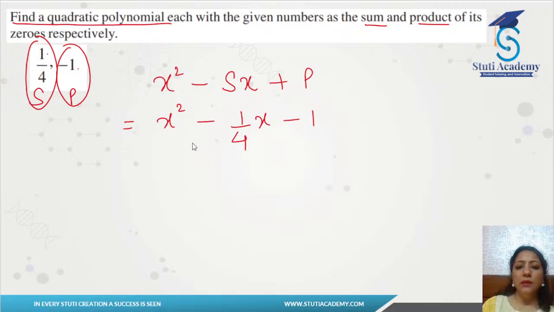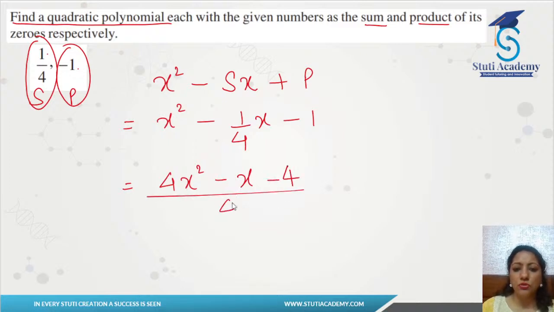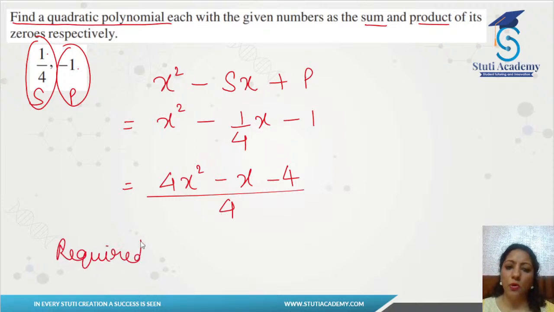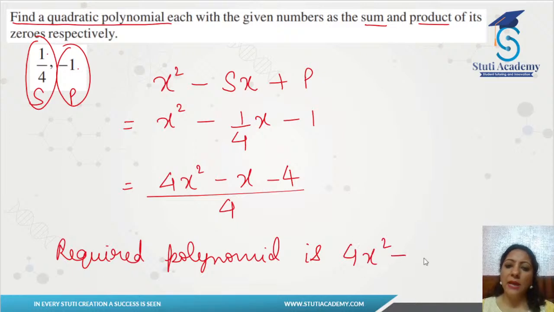Take the LCM. The LCM here is 4, x square minus x minus 4 upon 4. Once you take the LCM 4, you will get in the numerator 4x square minus x minus 4. Now, even if you don't write this, that's okay. It will not make any difference. So you can just write the required polynomial is 4x square minus x minus 4. That's the required polynomial.